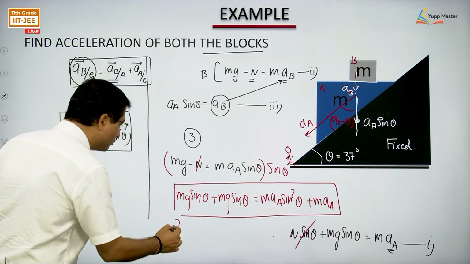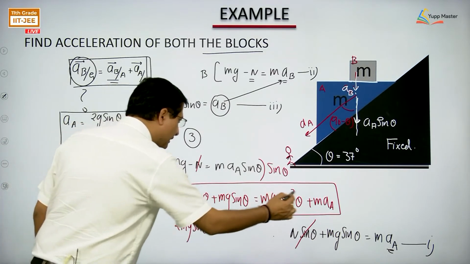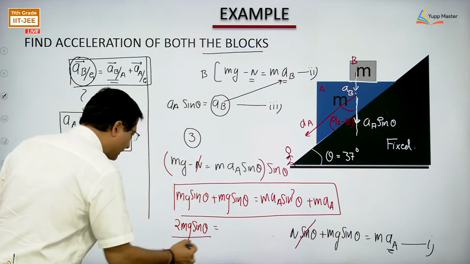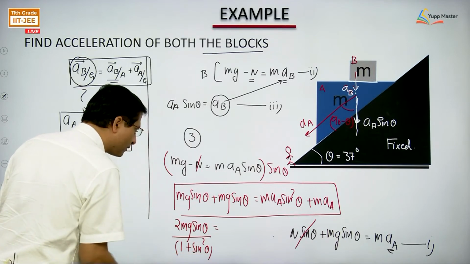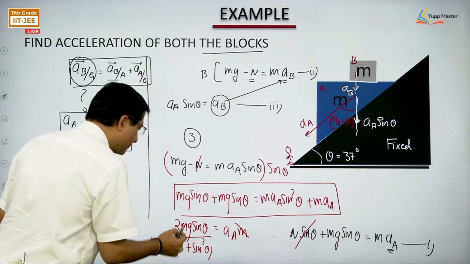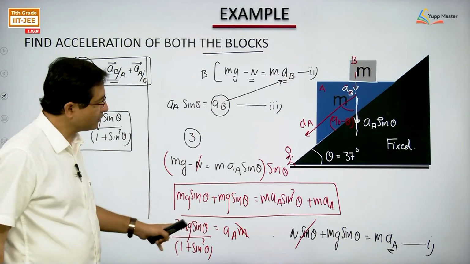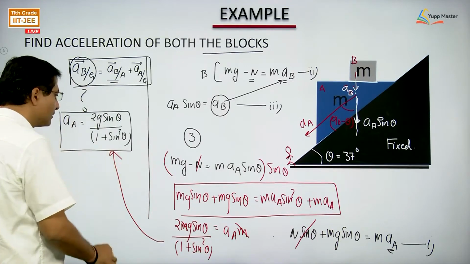This side I am getting 2 mg sin theta, and on the other side I am getting 1 plus sin square theta, which I can bring down. So AA is coming 2g sin theta divided by 1 plus sin square theta. Look at this result, they are the same.